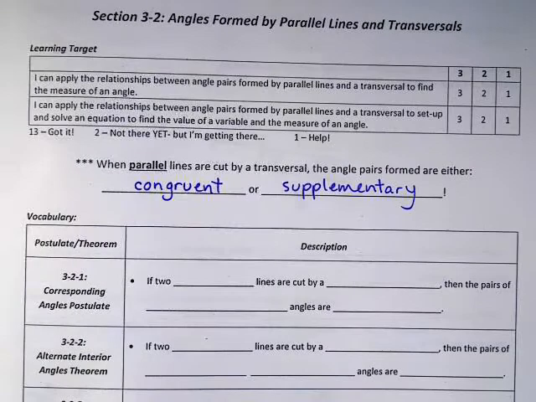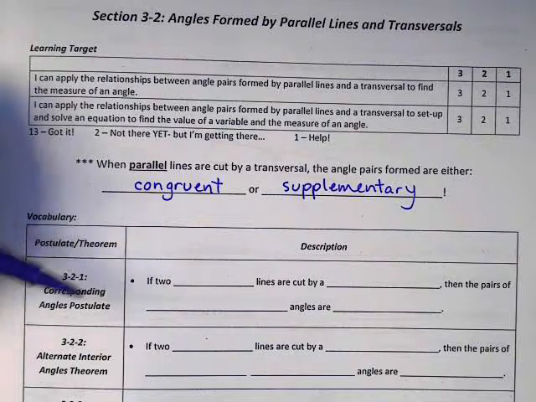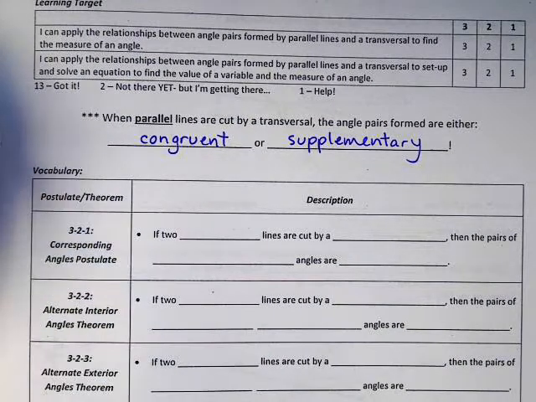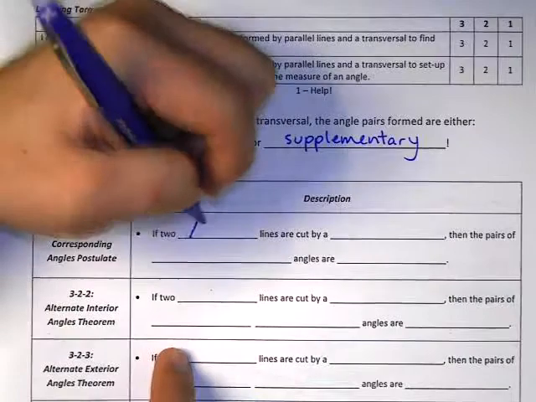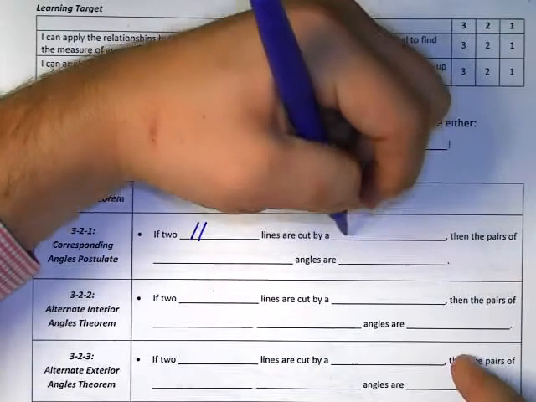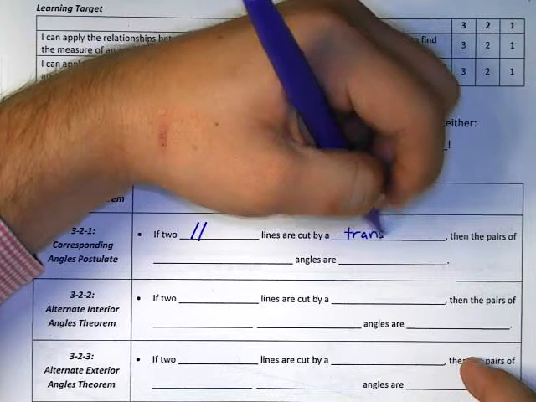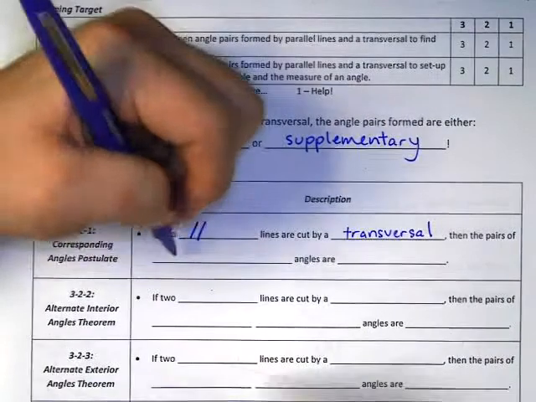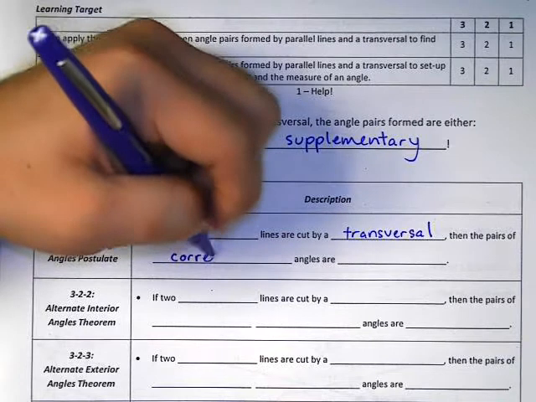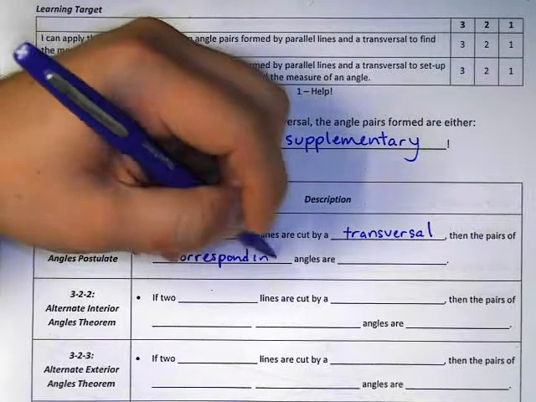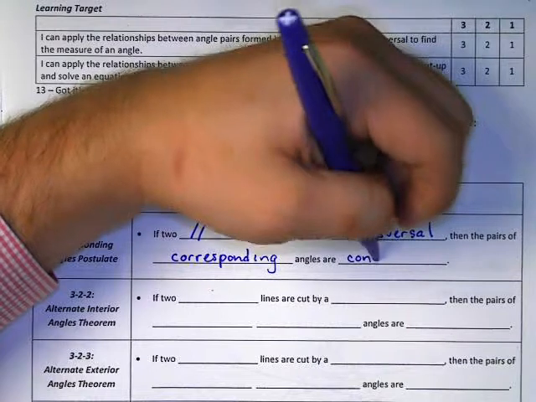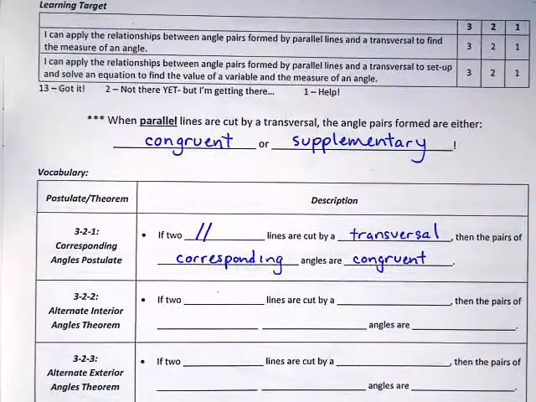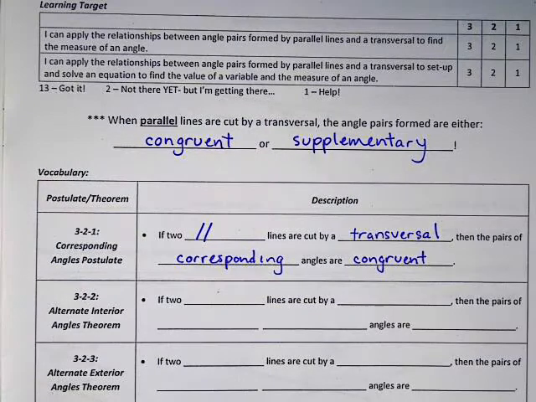When we have corresponding angles, all of these you'll notice start with the same phrase, and we're going to ask you to write them. So if two parallel lines are cut by a transversal, then the pairs of corresponding angles are congruent. Corresponding, congruent.